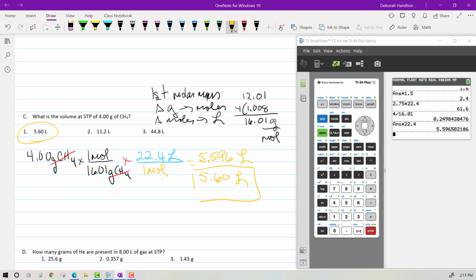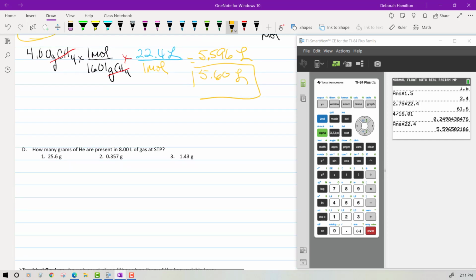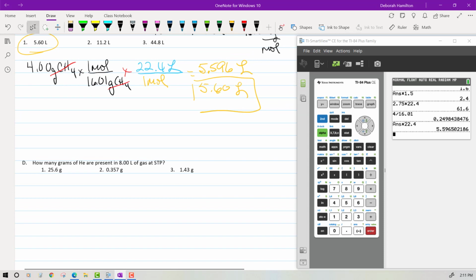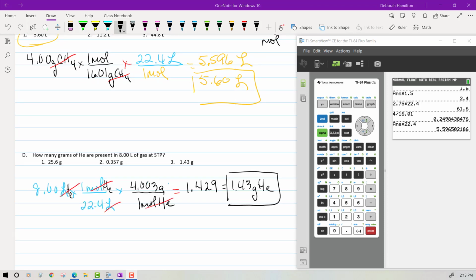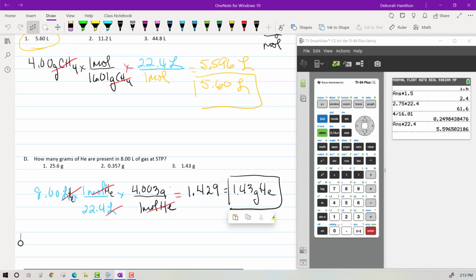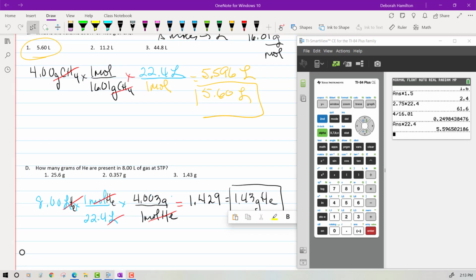All right, so you try this next one. I'll leave that up so you can see how it works. Pause the video and then come back and check your answer. Okay, did you catch what you needed to do differently? We're starting with liters in this case. So if you're starting with liters, did you use the equality that involves the 1 mole over 22.4 liters to get your moles first? And then change moles back to grams?